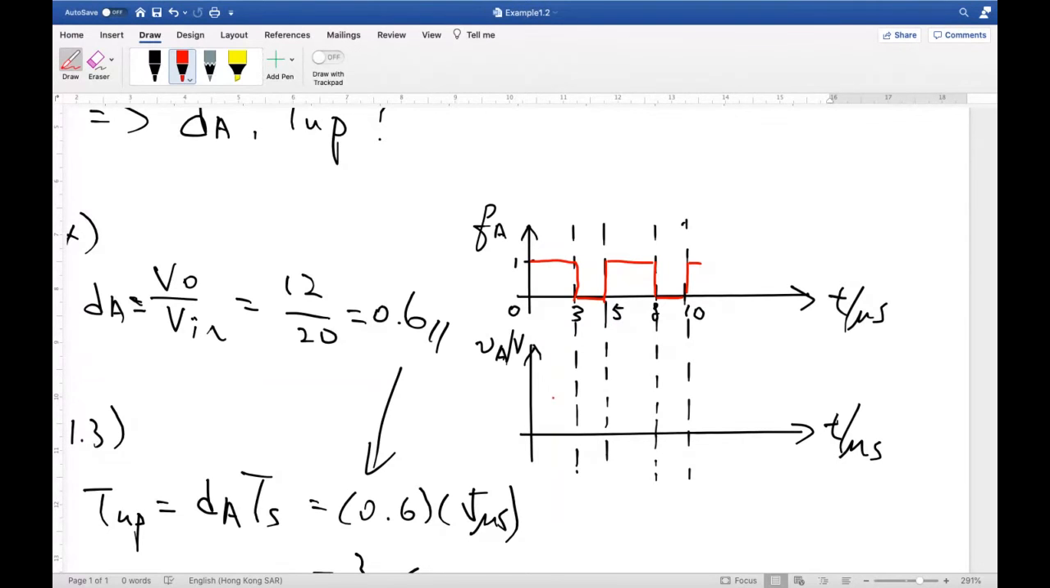Okay, and then VA. So VA here is also very simple. It is because from the topology we know that when QA is equal to 1, VA is equal to Vin, right? Otherwise, VA is equal to 0. So we just need to draw along what we analyzed, and then connect it together.